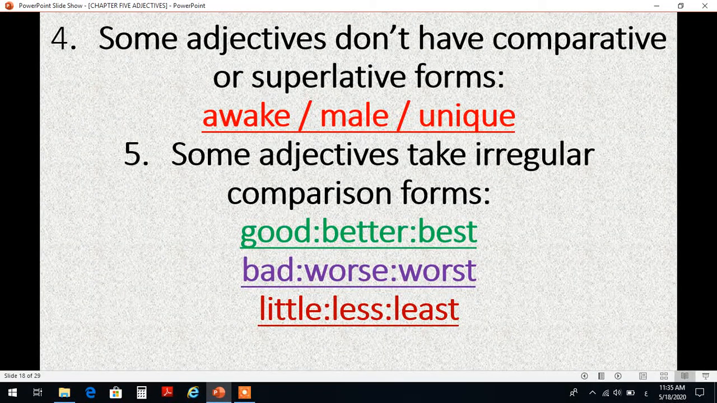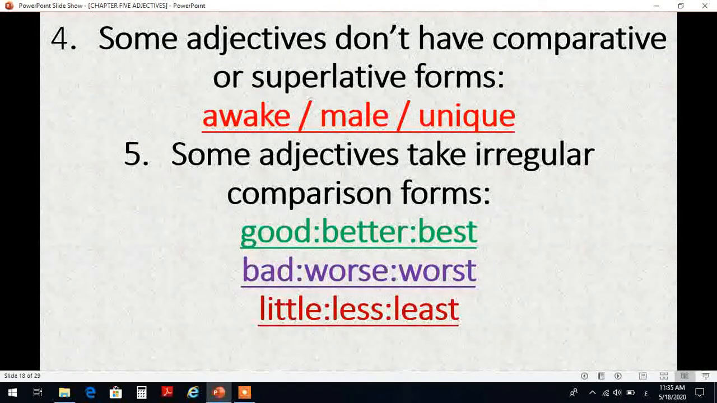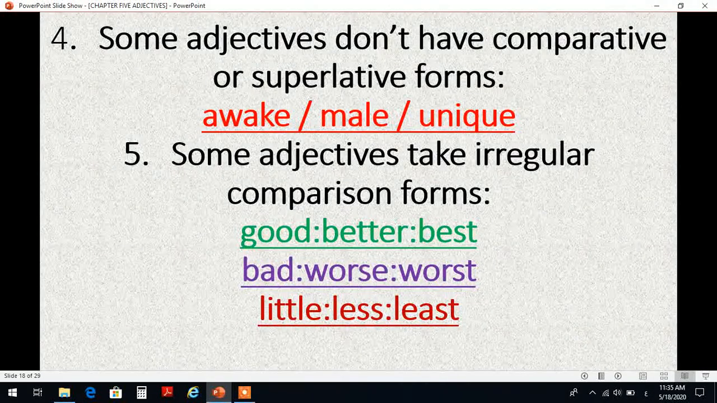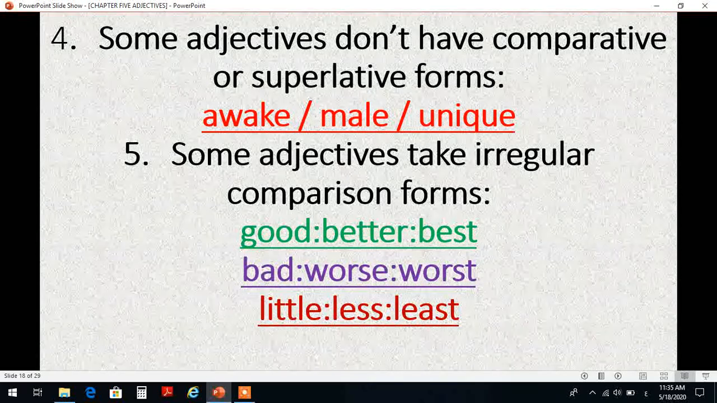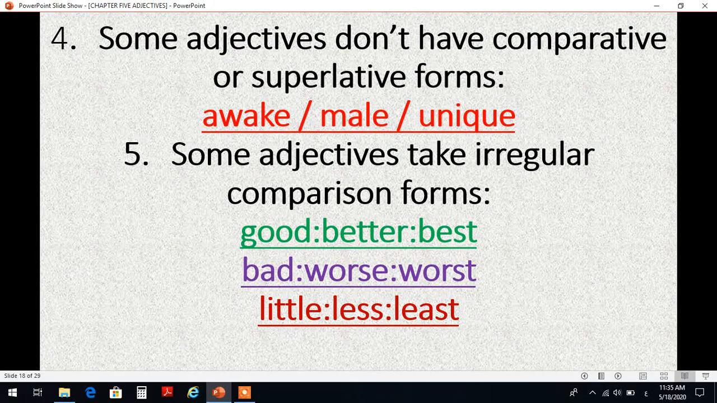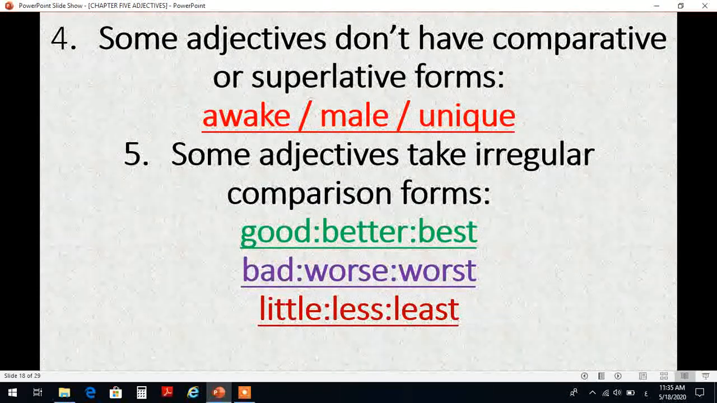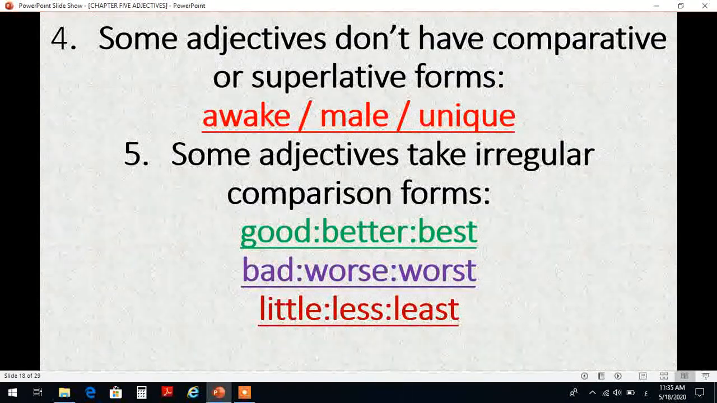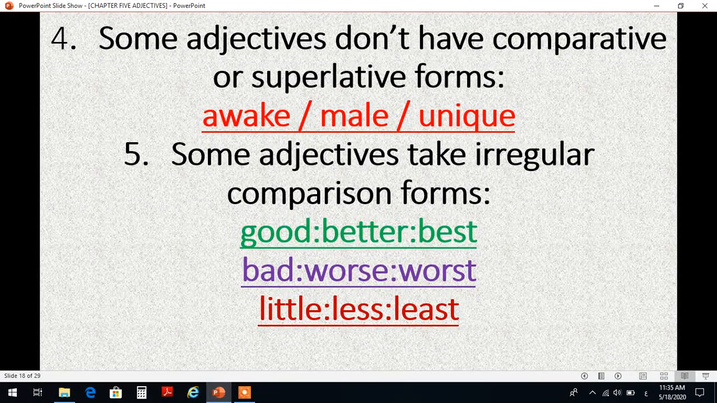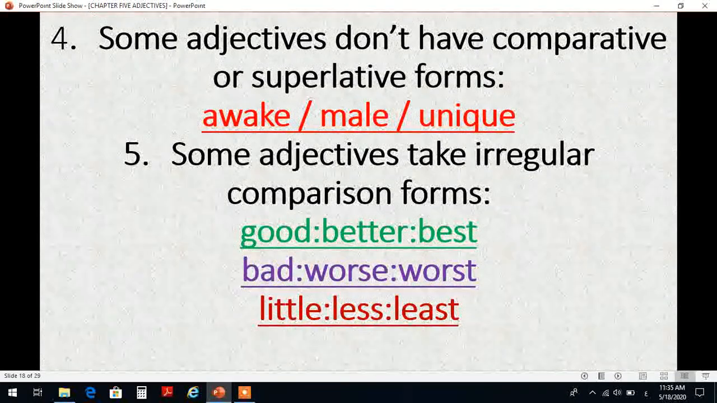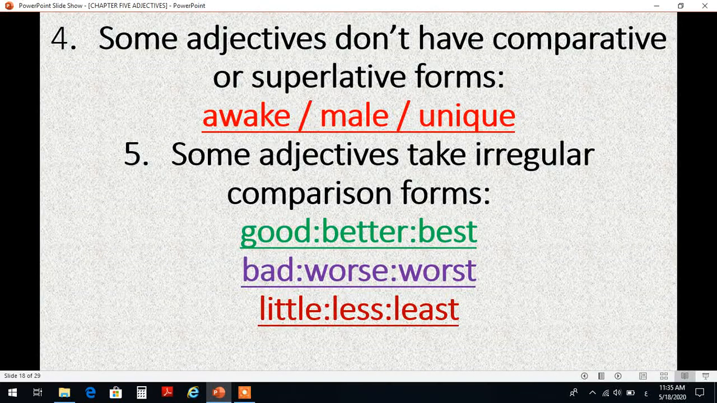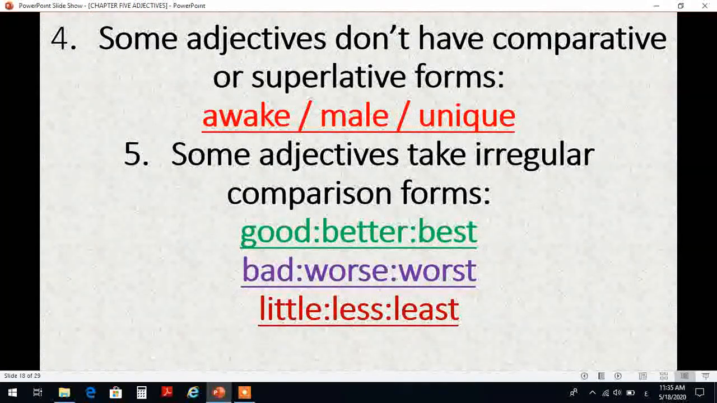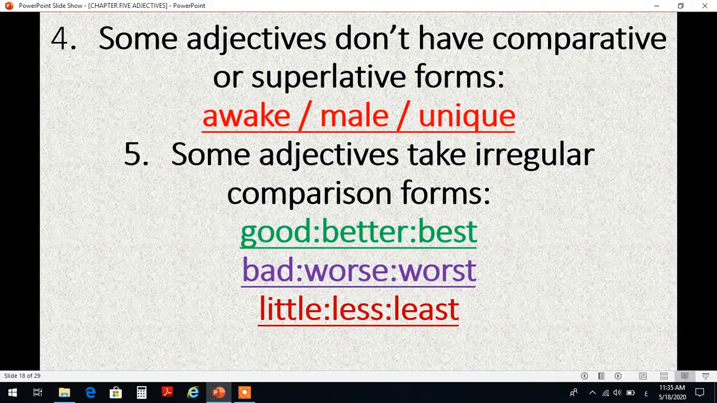For example, the adjective good, the comparative degree is better and the superlative degree is best. The adjective bad, the comparative degree is worse and the superlative degree is worst. The adjective little, the comparative degree of it is less and the superlative degree is least. So these adjectives take irregular comparison forms. تكون درجات المقارنة الخاصة بها غير قياسية.